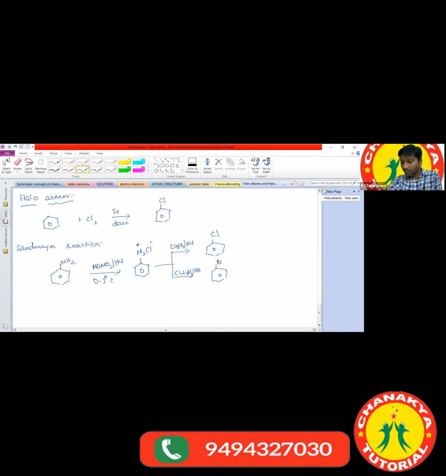So what is the separate method we are using in the preparation of iodobenzene here? Benzene diazonium chloride is treated with potassium iodide. If it is heated with potassium iodide, then only it forms iodobenzene.